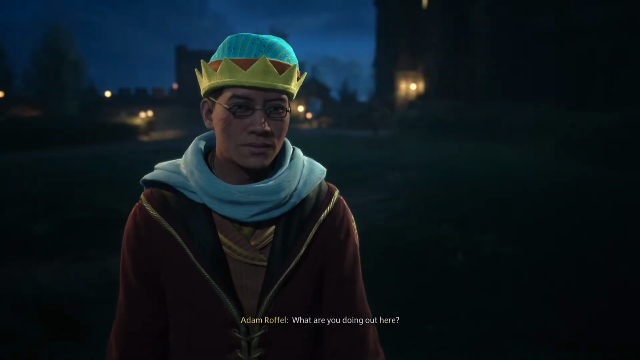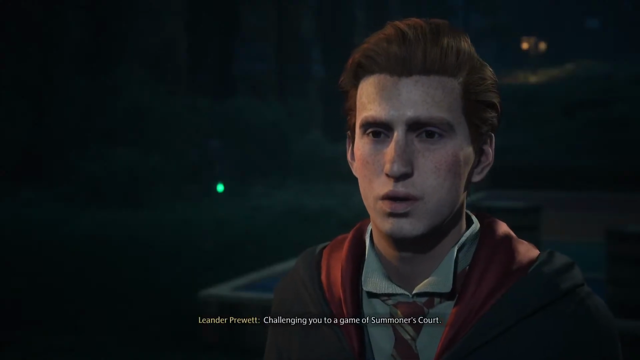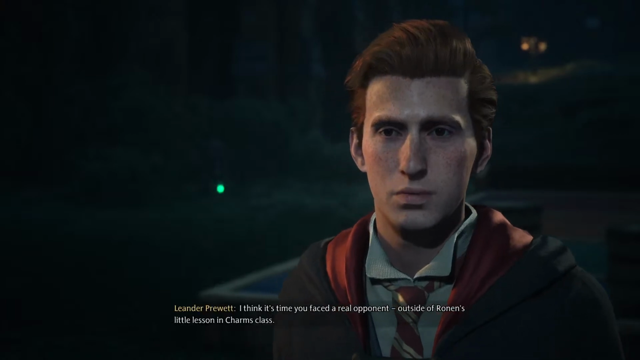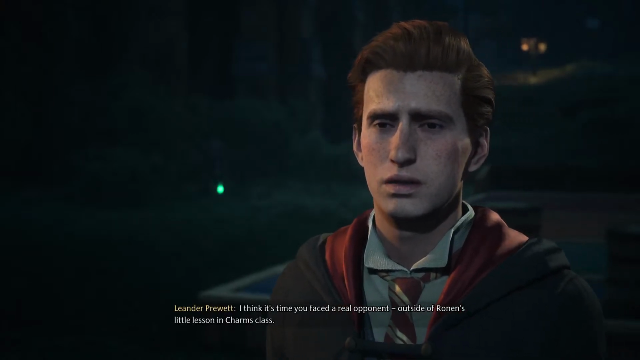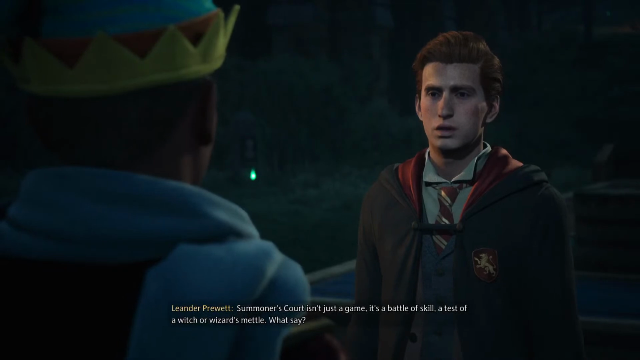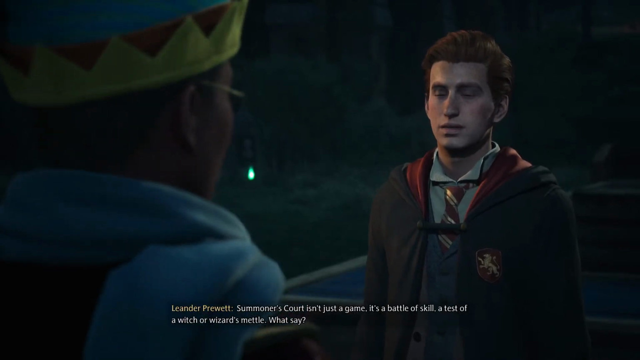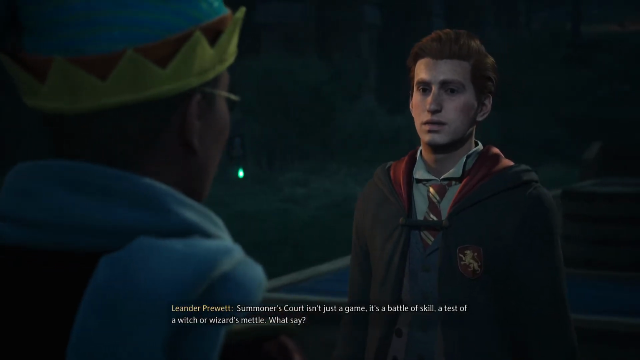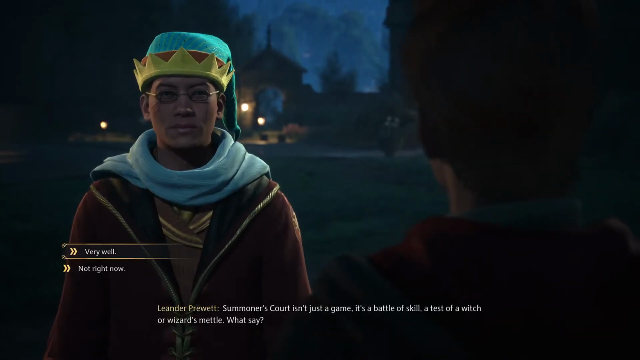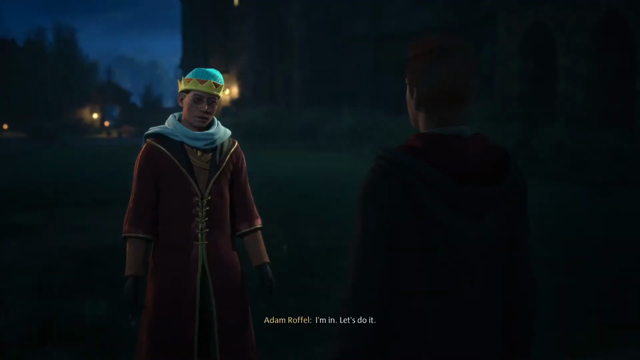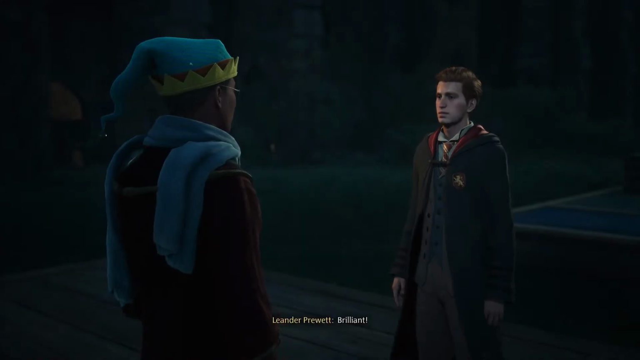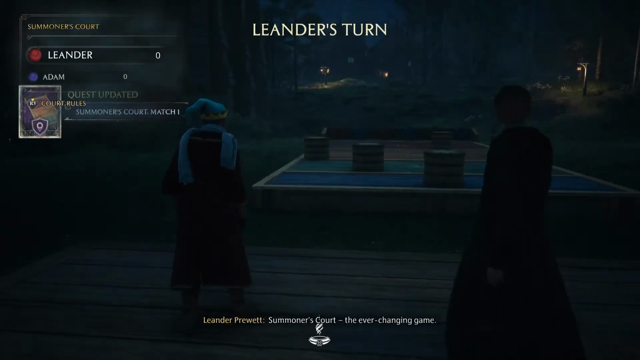What are you doing out here? Challenging you to a game of Summoner's Court. I think it's time you faced a real opponent, outside of Ronan's little lesson in charms class. Summoner's Court isn't just a game. It's a battle of skill. A test of a witch or wizard's mettle. What say? I'm in. Let's do it. Brilliant! Summoner's Court. The ever-changing game.